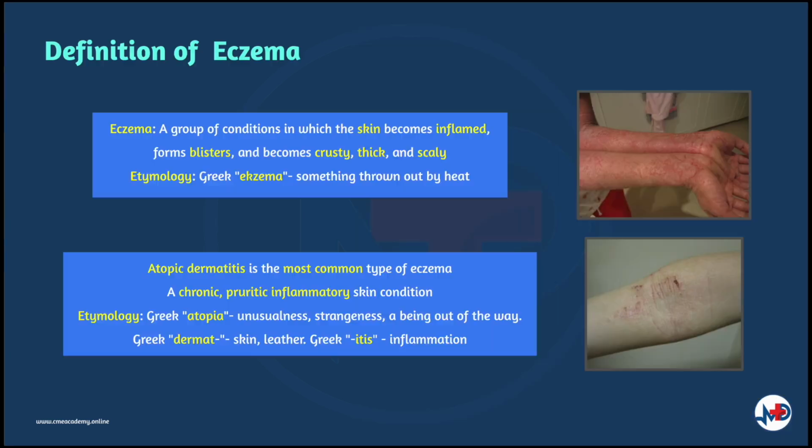Let's get started. Eczema is a group of medical conditions in which the skin becomes inflamed, forms blisters, and becomes crusty, thick and scaly. The word eczema originates from Greek, which means something thrown out by heat. Atopic dermatitis is the most common type of eczema. It is a chronic, pruritic, inflammatory skin condition. In Greek terms, atopic means something unusual and being out of the way, while derma refers to the skin or leather and itis stands for inflammation.